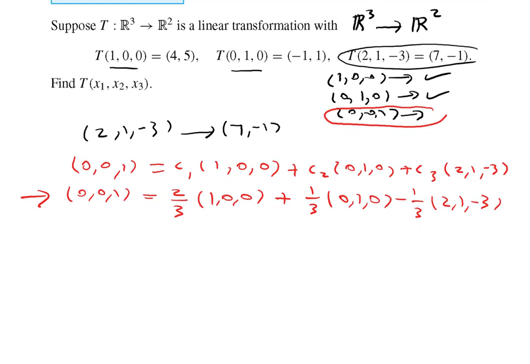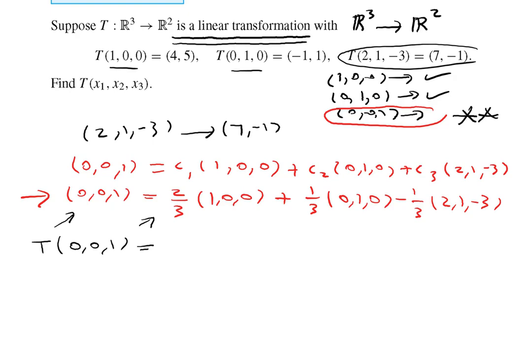Now, here's an interesting part. They missed this for me. They didn't give it to me. Now we're going to find it. What is T of 0, 0, 1? It's going to be applying the transformation or the mapping to this. That means I need to apply it to the right hand side. Now applying to the right hand side, because this is a linear transformation, I could use the theorem. I could apply the two properties. So I do have 2/3.